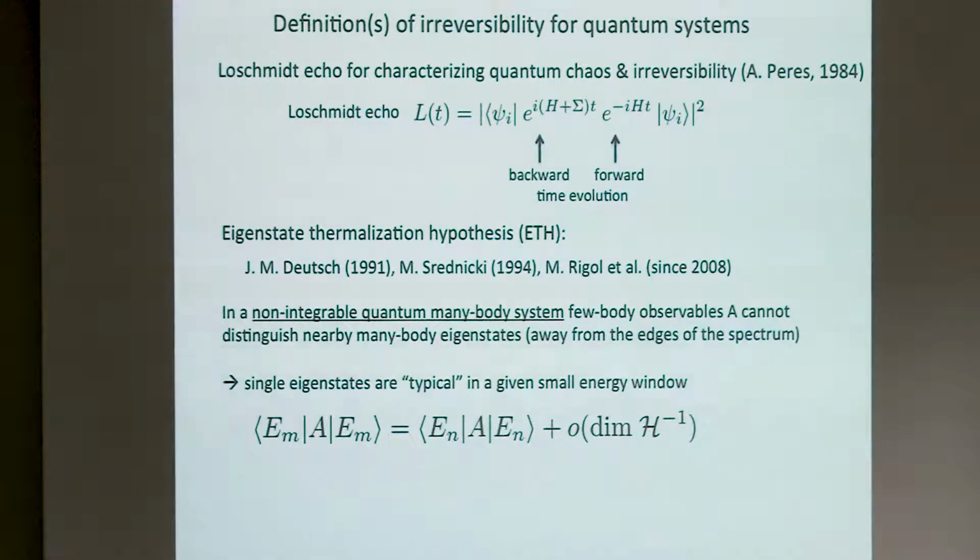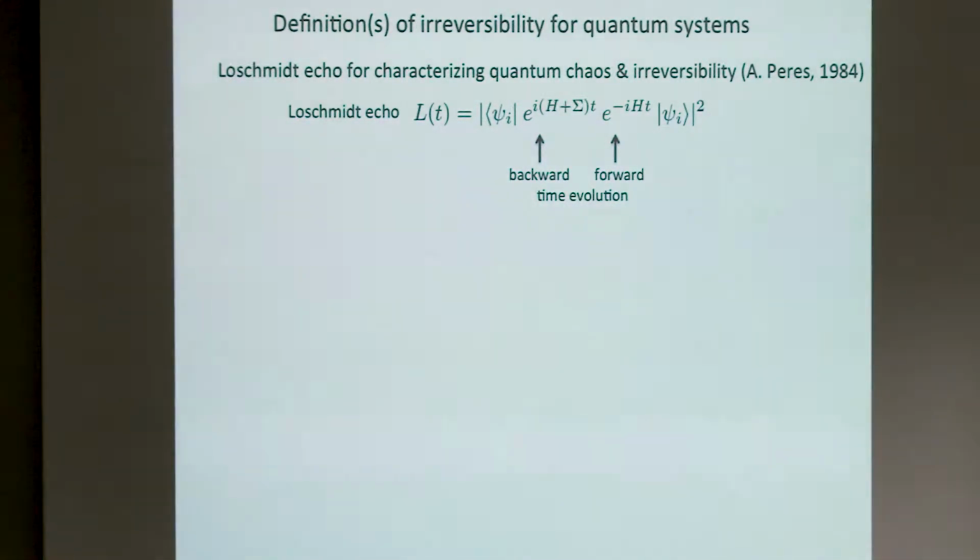So a lot of work has been done on this quantity, and I'm not planning to go into this because this definition of irreversibility is very useful for few-body systems, but it is not a useful definition of irreversibility for quantum many-body systems. So this is a point that I like to make. The definition is not right or wrong. A definition is useful or not useful. And I want to explain why this is not a useful definition for quantum many-body systems.